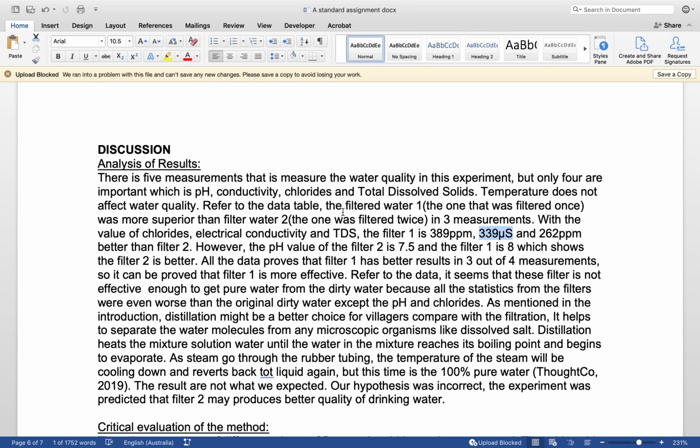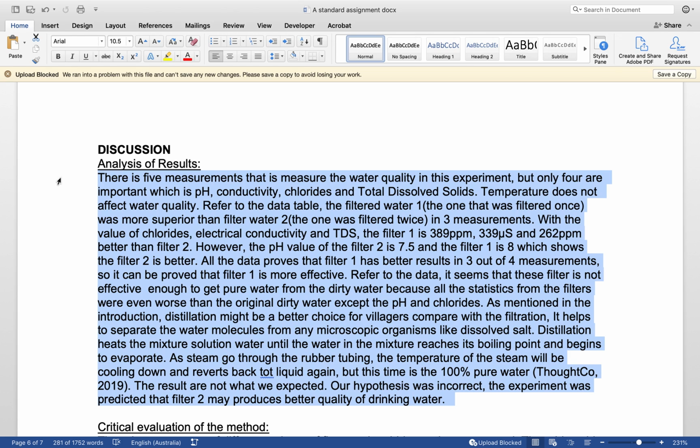Now, I actually suggest that this student, this is a little hard to read. I would probably add in bullet points. I'd do one bullet point for TDS, and I'd fully analyze TDS for filter 1, 2, and then the dirty water and clean water. Then I'd do another bullet point for pH, and I'd look at the difference there. I also talked to you guys last week about not just talking about the values, but looking at the percentage change.